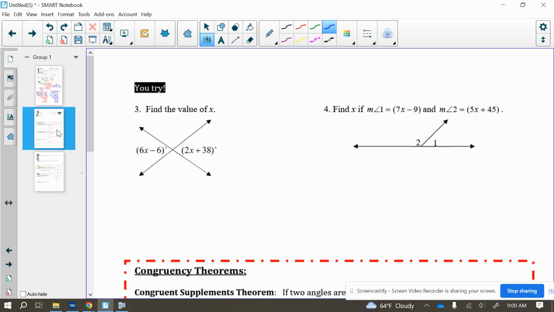Try these next two examples on your own. First with vertical angles, next with a linear pair.